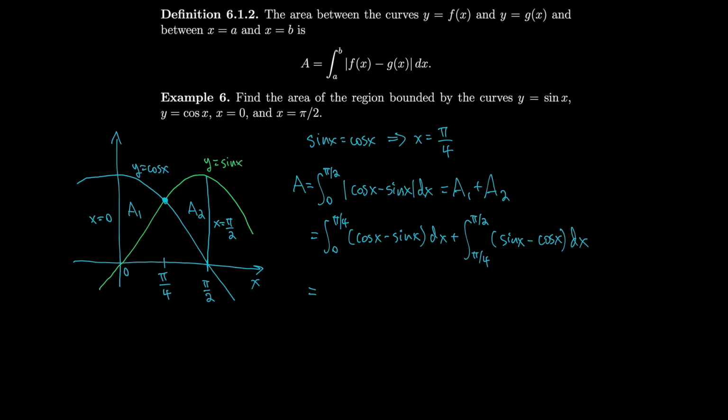Now we do our integral. So when we take the antiderivative of cosine, we get sine. For sine, we get minus cosine, so the minus cancels. And then we do another set of antiderivatives. We get minus cosine minus sine. And you should always test these and make sure that when you take the derivatives, you get back to the integrand that you wanted.